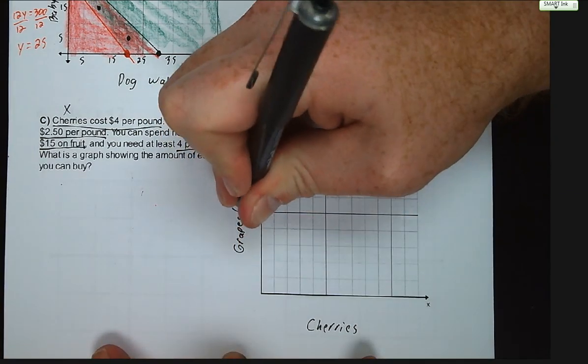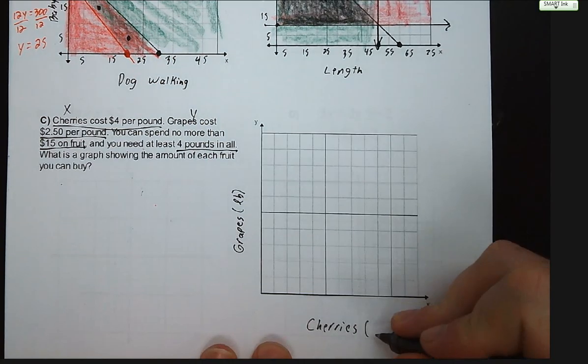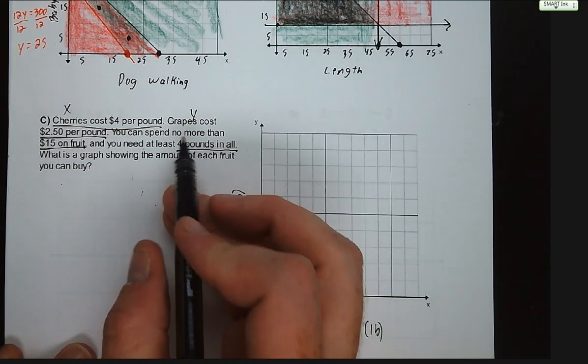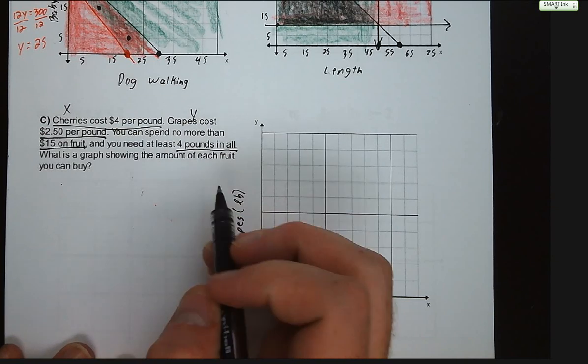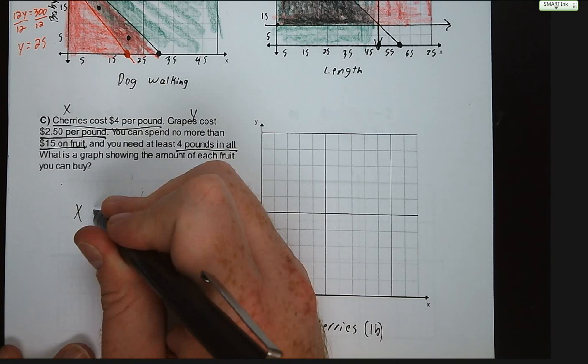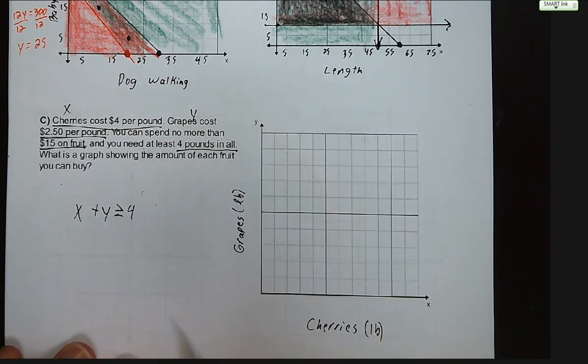Don't forget our units. Okay, we are measuring in pounds. All right, so we have cherries, we have grapes, x and y. So the total amount that we buy has to be at least 4 pounds. So x plus y has to be greater than or equal to 4.